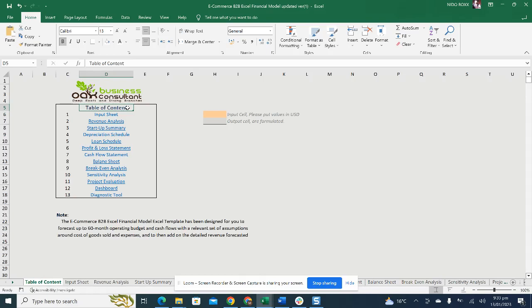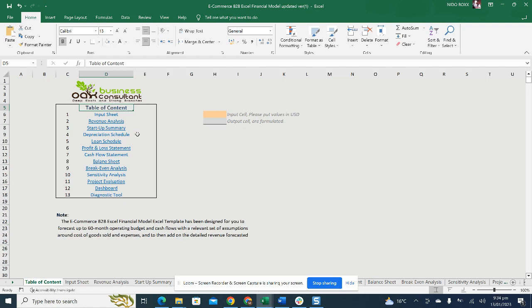Hello, today we are going to present you another financial model, which is the e-commerce B2B Excel Financial Model. This financial model is for businesses that provide their services in the e-commerce industry. It helps you work more efficiently in your financial transactions and your financial management.